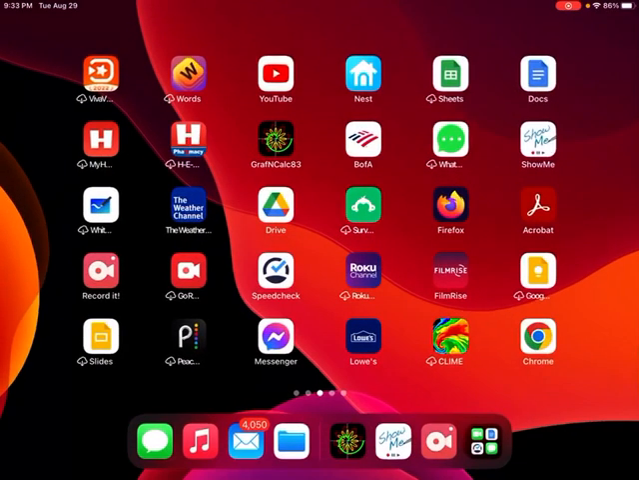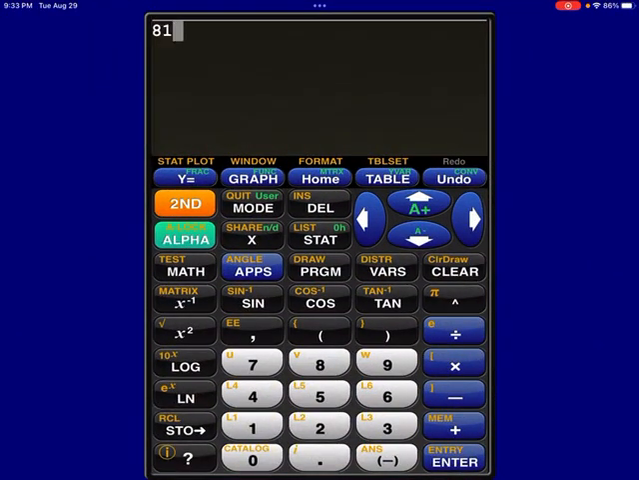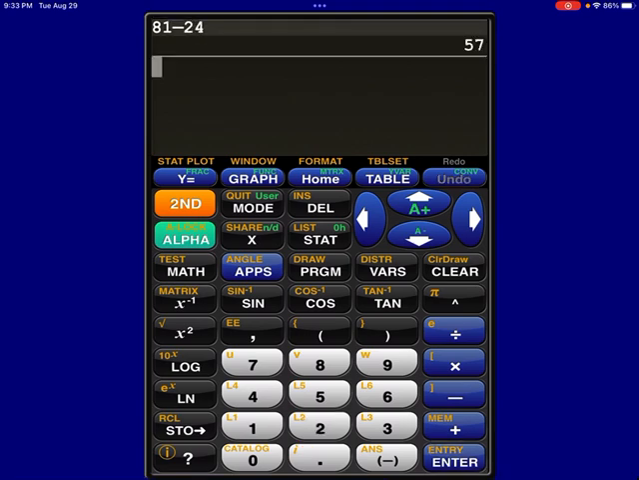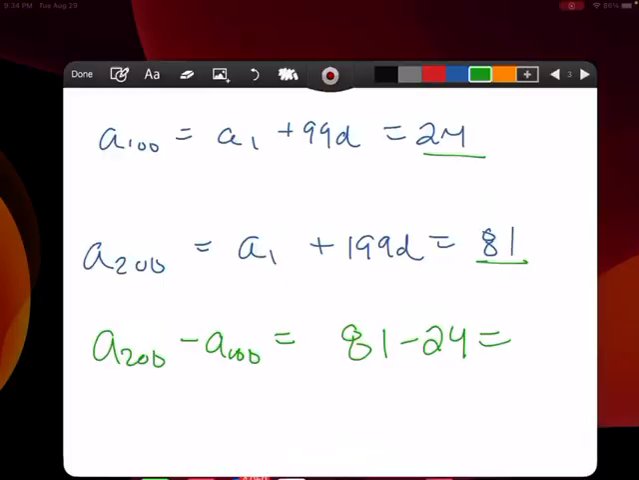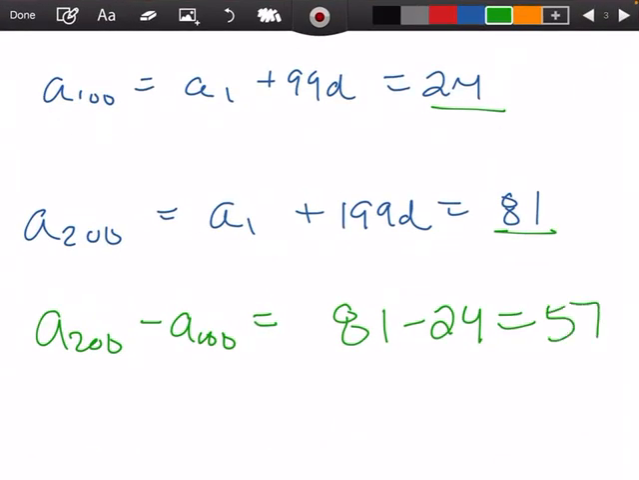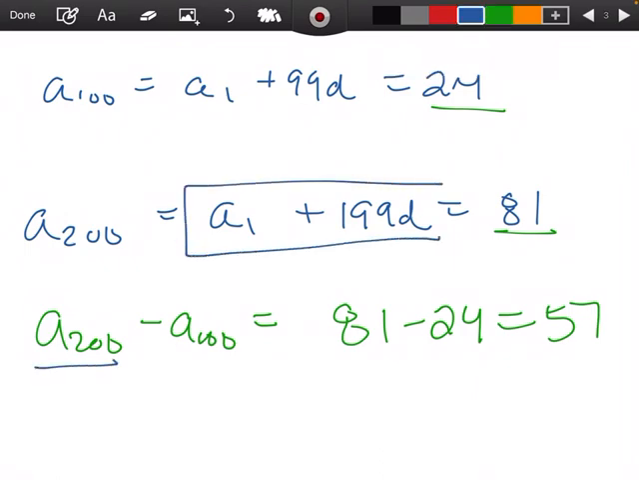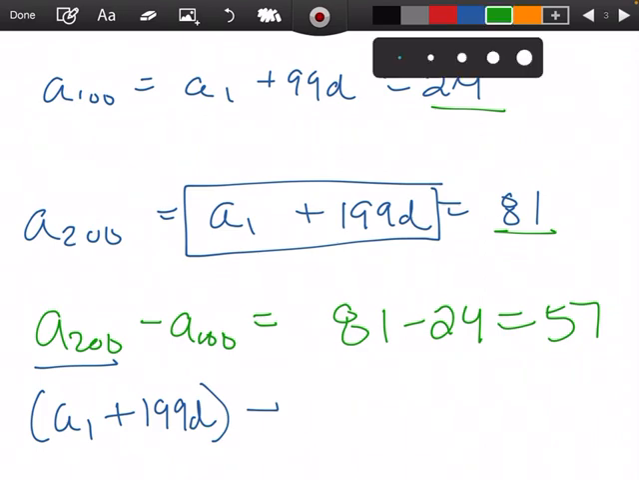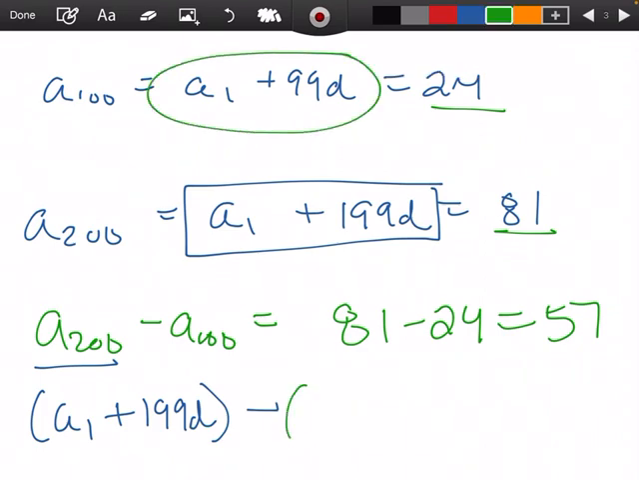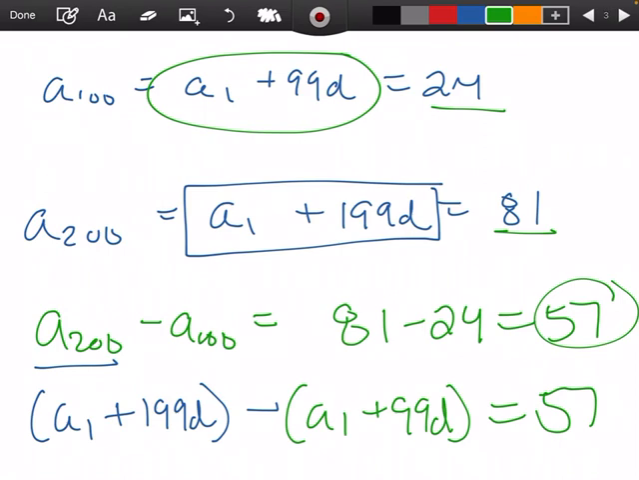Let's see what 81 minus 24 is, y'all. I'm going to get my calculator. This is just a calculator app that I downloaded to my iPad. 81 minus 24 is 57. Now, the other thing I'm going to do is A200. The expression we have for A200 is right here: A1 plus 199D, minus A100, which is A1 plus 99D, and that should be equal to 57 because that's the difference.